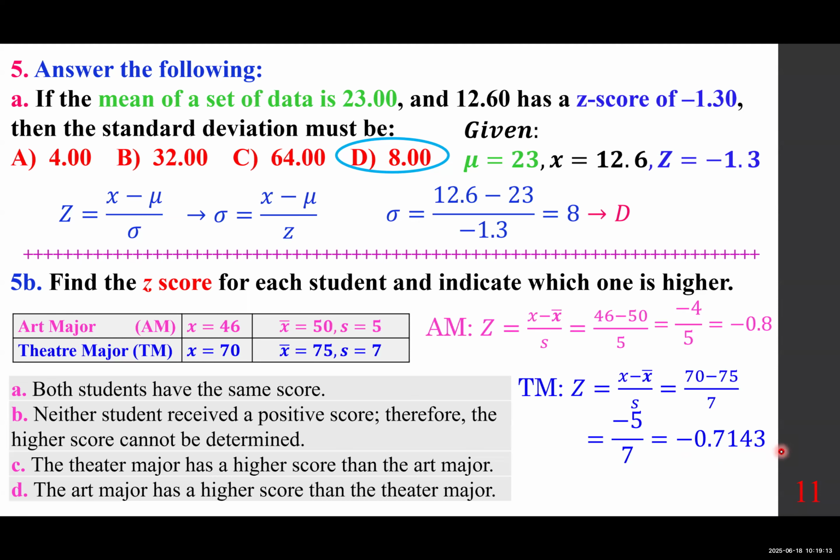Okay. But which one is higher? Well, although both are negative, this one is less negative, so this is higher. Okay. So the theater measure has a higher score than the art measure. And that's the idea to understand.